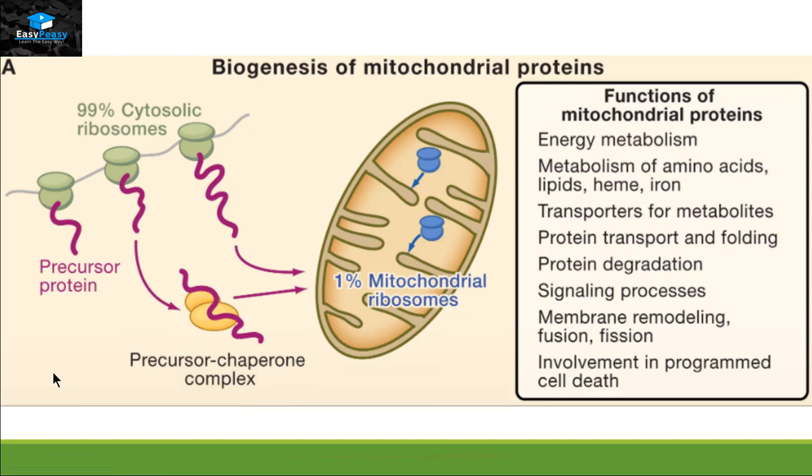are imported inside the mitochondria. The functions of mitochondrial proteins are energy metabolism, metabolism of amino acids, lipid, heme, and iron, transporters of metabolites, protein transport and folding, protein degradation, signaling processes, membrane remodeling, fusion and fission, and involvement in programmed cell death. Now let's take a closer look at the membrane structure of mitochondria to understand how the proteins are imported inside the mitochondria.